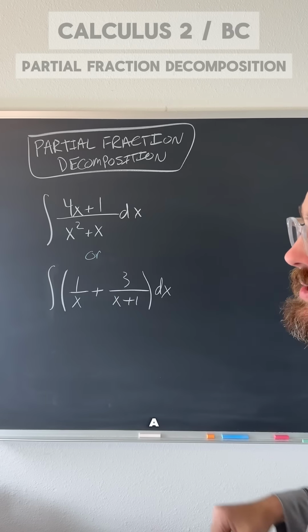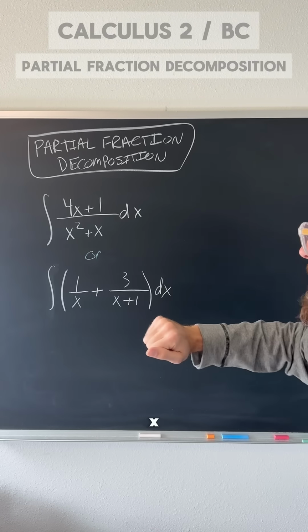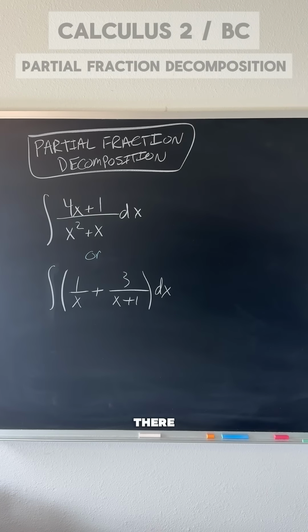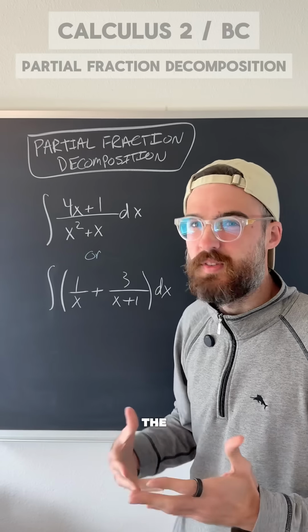We might have tried to do a u sub where we let u be x squared plus x, but the derivative of that would be 2x plus 1, not 4x plus 1. We'd run into a little bit of an issue there. But what if I told you that these two integrals are the same?